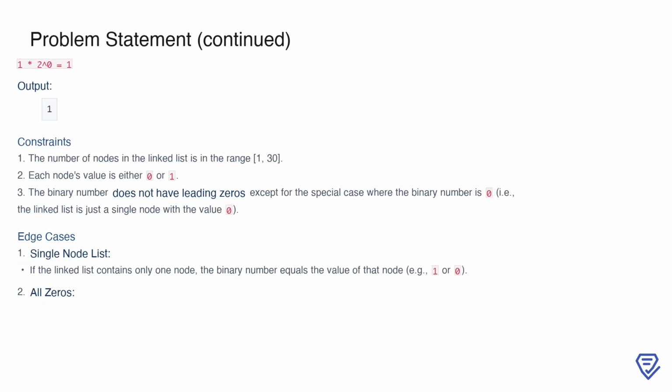For a simpler case, imagine a linked list with just a single node containing the value 1. This linked list represents the binary number 1. Converting this binary number to decimal is straightforward. Since there's only one bit, you multiply it directly by 2 raised to the power of its position, which is 0. So, 1 times 2 to the power of 0 equals 1. Thus, the decimal equivalent of this binary number is simply 1, and the output is 1.